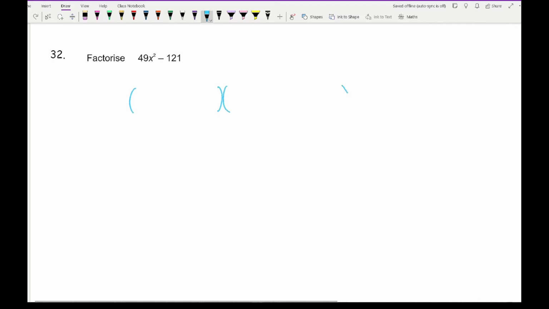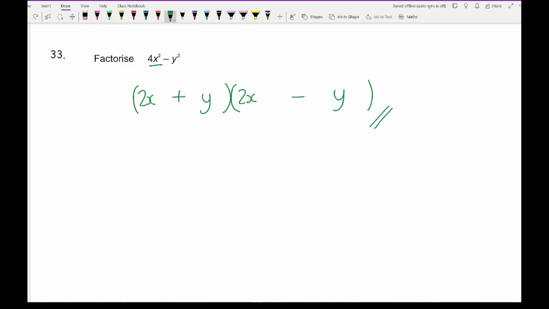Then with 32, again, very, very similar to the previous question. So I set up my double brackets. This is going to be 7x. And this is going to be 11. One's a plus, one's a minus. And then moving on to our last and final question. So here we've got double letters. So here again, exactly the same format. To get 4x squared, I need 2x. And to get y squared, that's just going to be a y. One's a plus and one's a minus. And we are done.